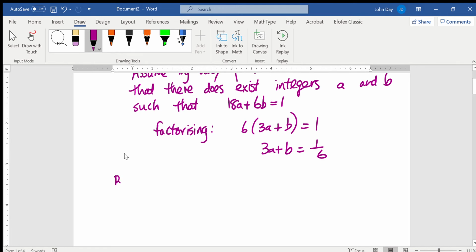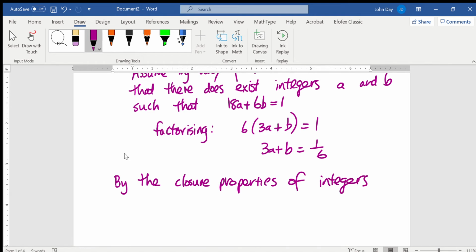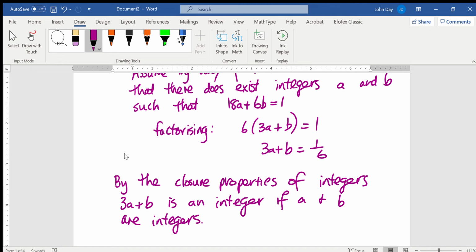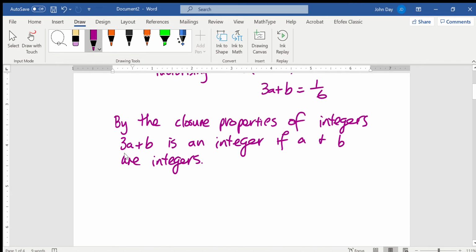Now, by the closure properties of integers, now you don't necessarily have to say this. You can say if a and b are integers, then 3a plus b must be an integer. But I'm just using a different way of saying it. By the closure properties of integers, 3a plus b is an integer if a and b are integers.